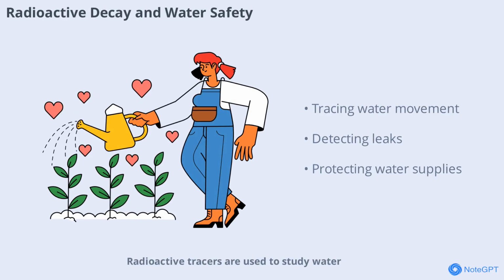Radioactive tracers are used to study water movement and detect leaks in pipes and reservoirs. By following the path of a tracer, engineers can identify problems and ensure that water supplies remain safe and efficient. This application of radioactive decay helps protect public health and conserve valuable resources.